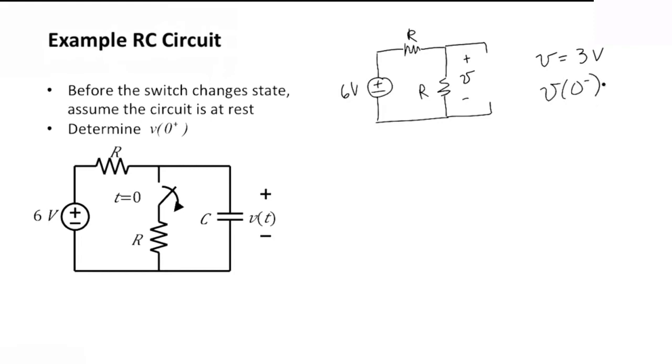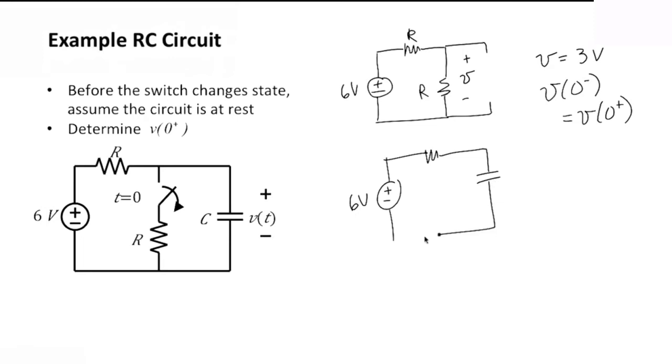And because in capacitors, the voltage is continuous with time, it means that that is also the voltage immediately after the switch changes state. Then, when it's time to determine the voltage for the remainder of time, for positive time, you would redraw the circuit again. This time you don't include the middle branch because that branch has been opened, and you have this RC circuit with an initial condition which is 3 volts.